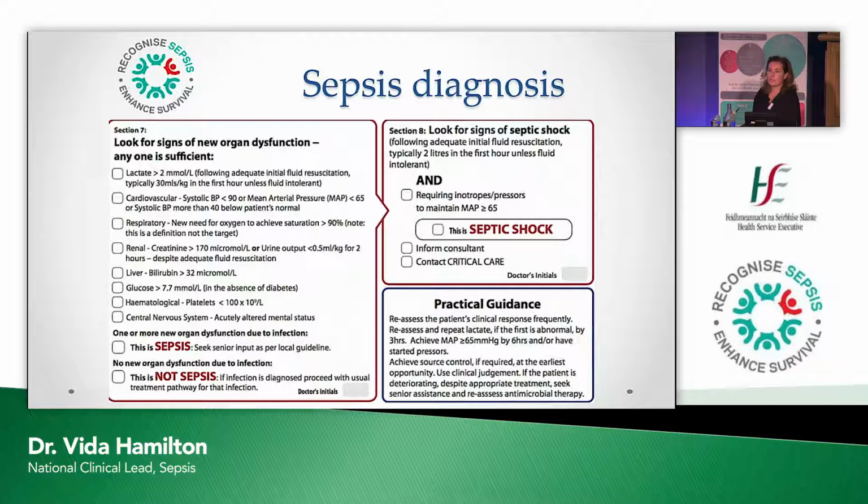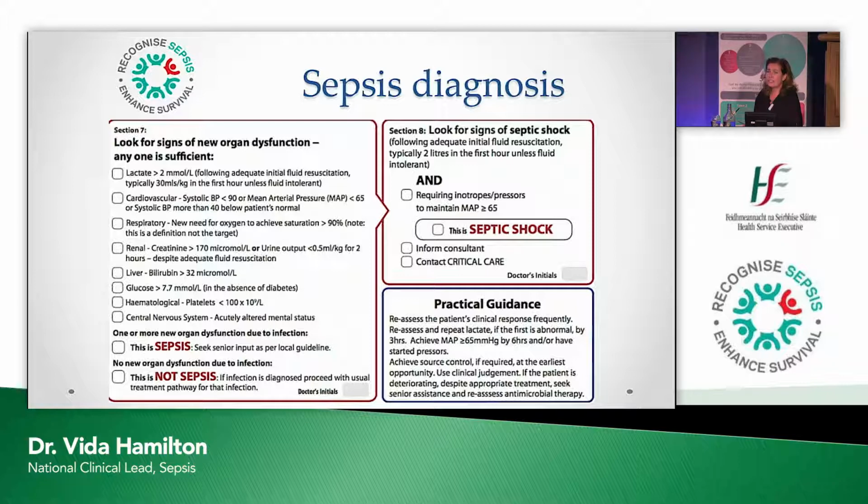Sepsis diagnosis is made using the list of organ dysfunctions, any one of which, if present after our initial sepsis 6 fluid resuscitation with up to 30 mils per kilo of fluid, means we diagnose sepsis. If acute organ dysfunction is not present, sepsis is not diagnosed.